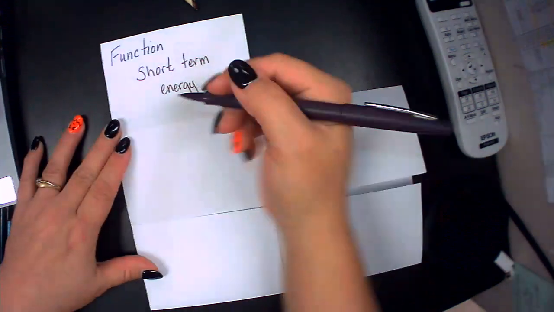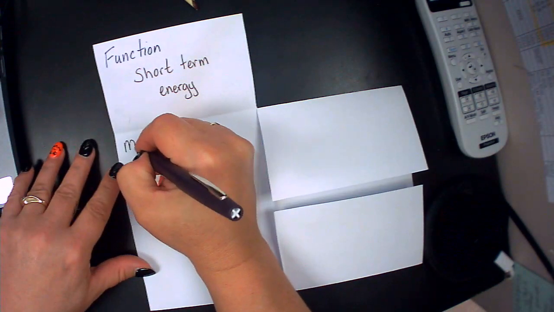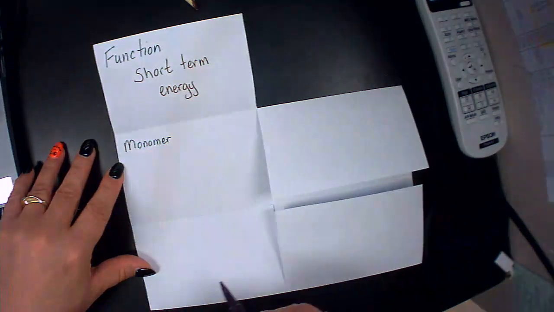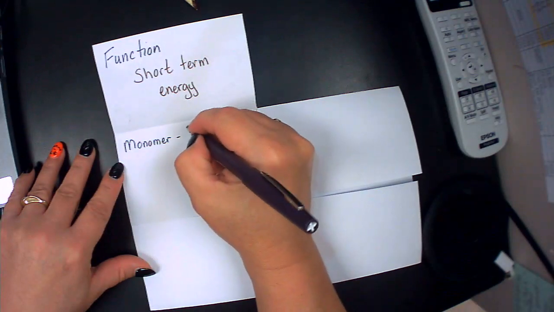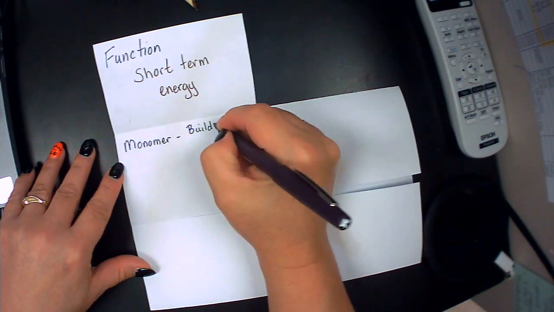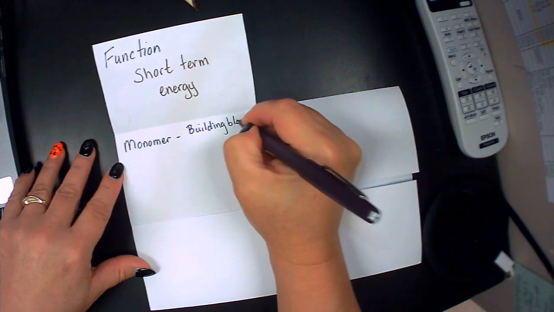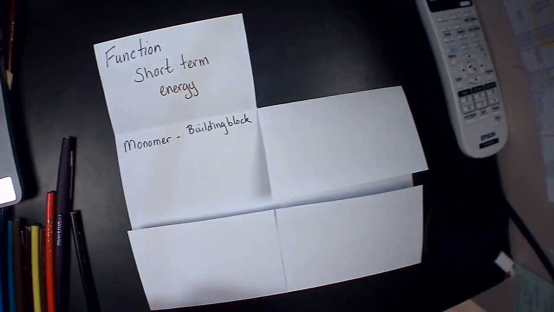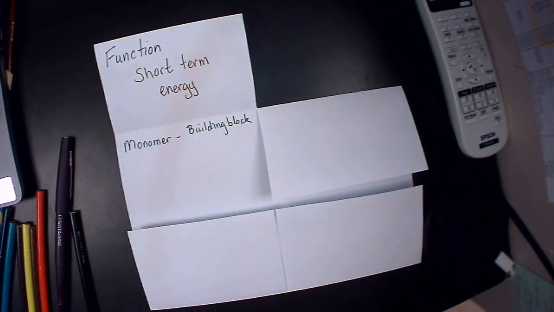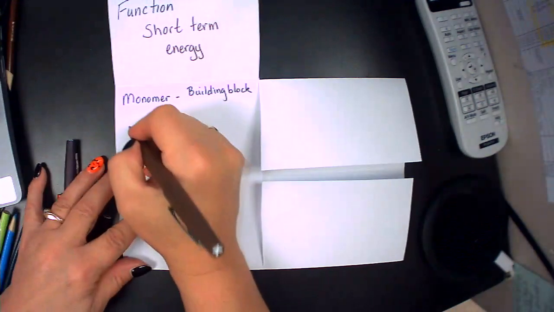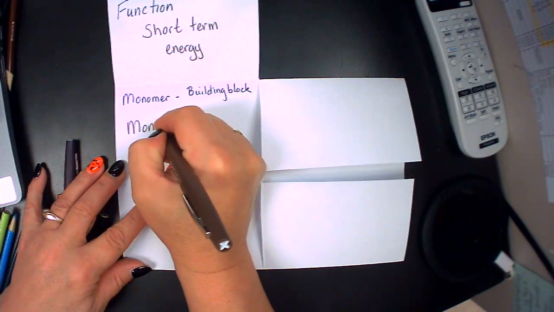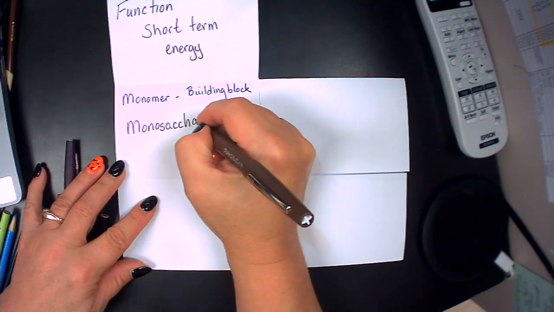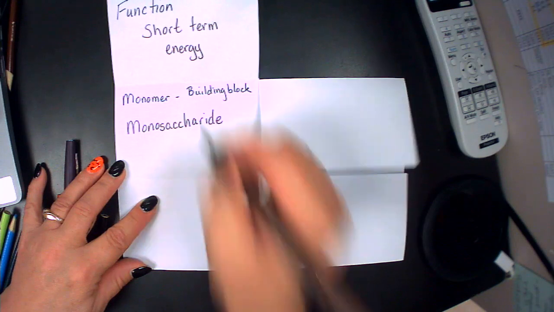Okay, the next thing that goes on this square is a monomer. And remember, the monomer is a building block. Okay, the building block of a carbohydrate is called a monosaccharide. Super easy to spell when you're looking somewhere else.